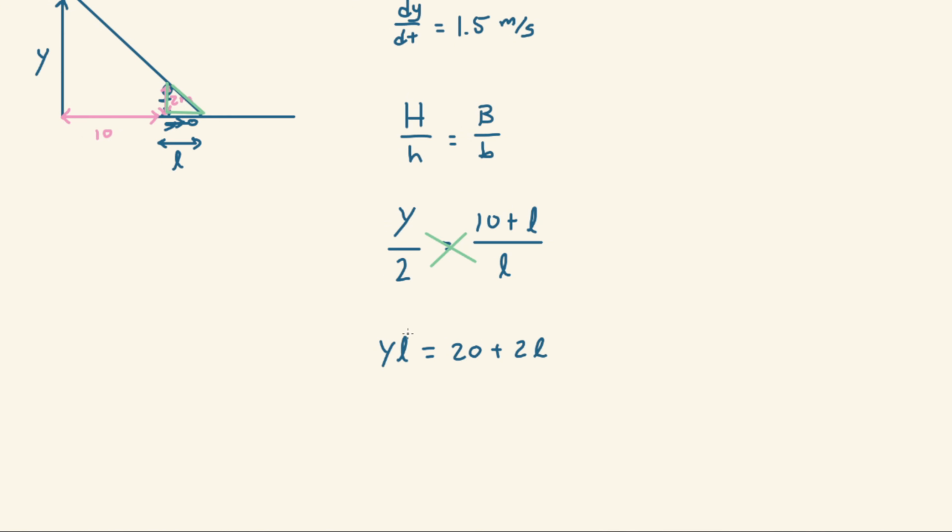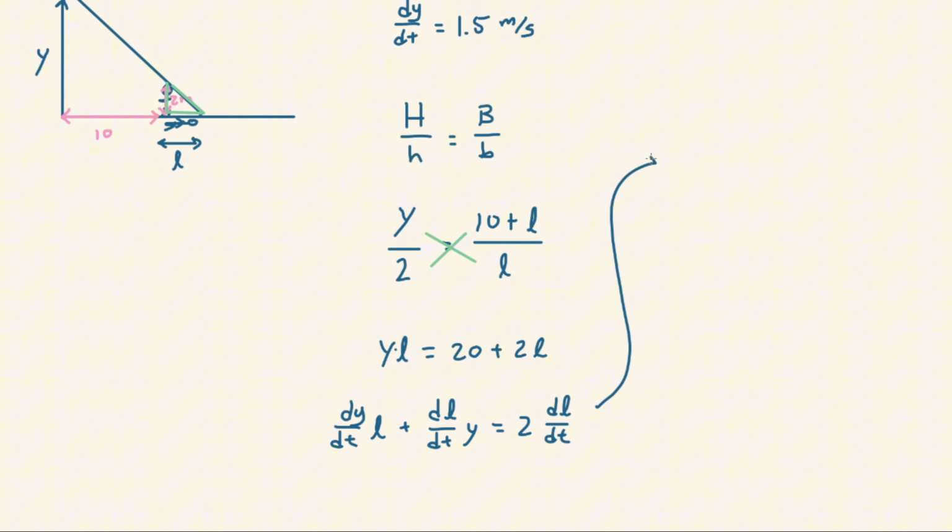And now we can differentiate both sides. Okay, but on the left here, notice you have y times L, so you have to do a product rule. So you're going to have dy over dt times L plus dL over dt times y is equal to the derivative of this 20, which is just going to be 0, and you're going to get 2 times dL over dt.